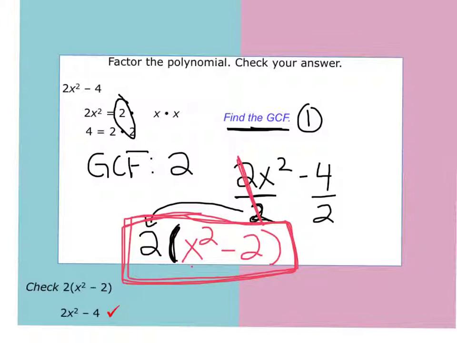And at the bottom of the screen, I have a check, and the answer already displayed, of course. So now I'll check to multiply 2 to both terms. And when I do that, I get my original answer. Therefore, it checks off.